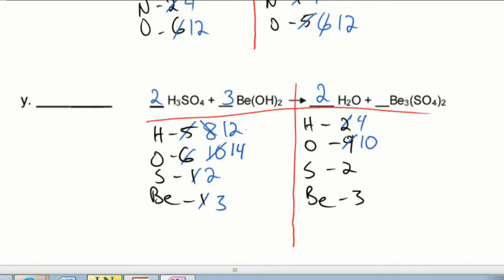Let's see what we can do now. All right, hydrogens, let's go back and deal with those. Hydrogens 4, I need 12, so I'm gonna put a 6 here. 6 hydrogens, that also gives me 6 oxygens plus another 8 oxygens. It's 14. Sulfurs 2, I think that might be it.